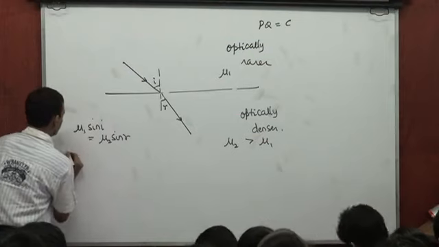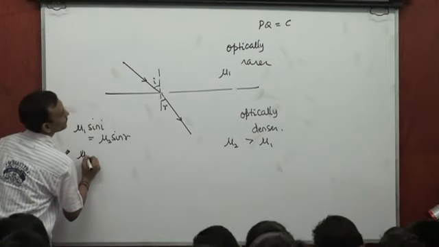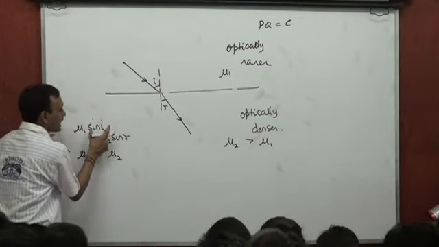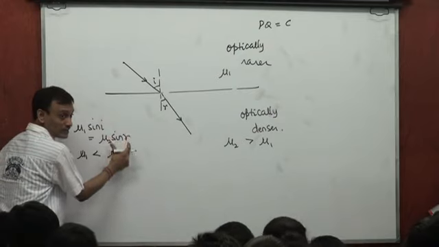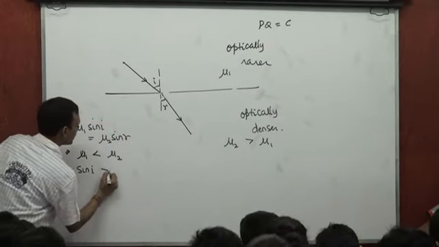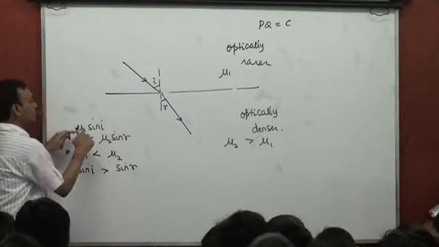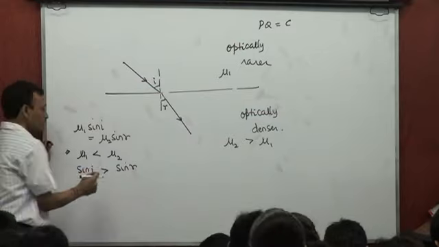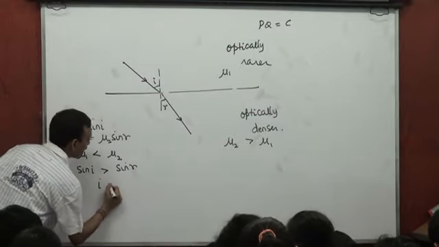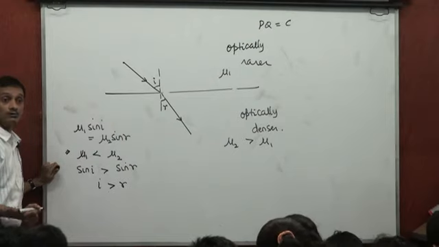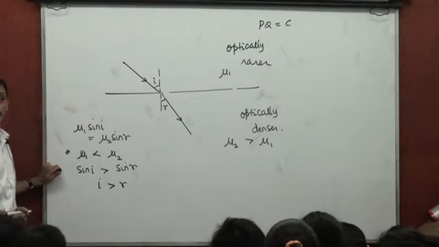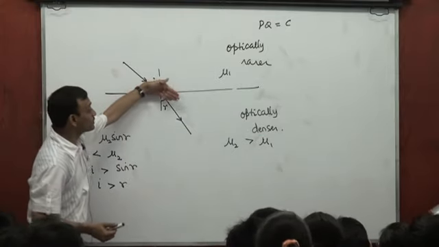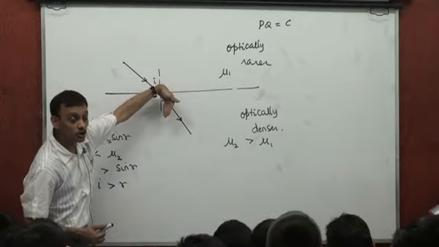And if mu1 is less than mu2, then sin I would have to be greater than sin R for the product to be the same. If mu1 is less than mu2, then this has to be greater than this for the product to be equal, right? So sin I would have to be greater than sin R, or I would have to be greater than R. If I is greater than R, that means the ray of light bends towards the normal.